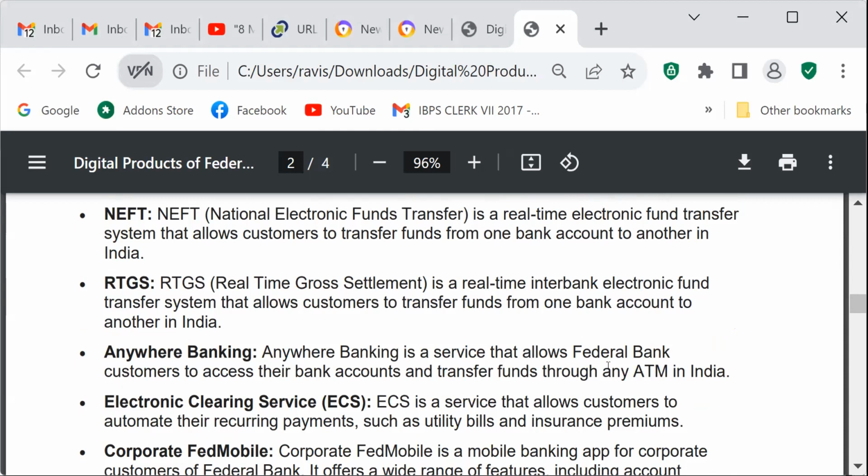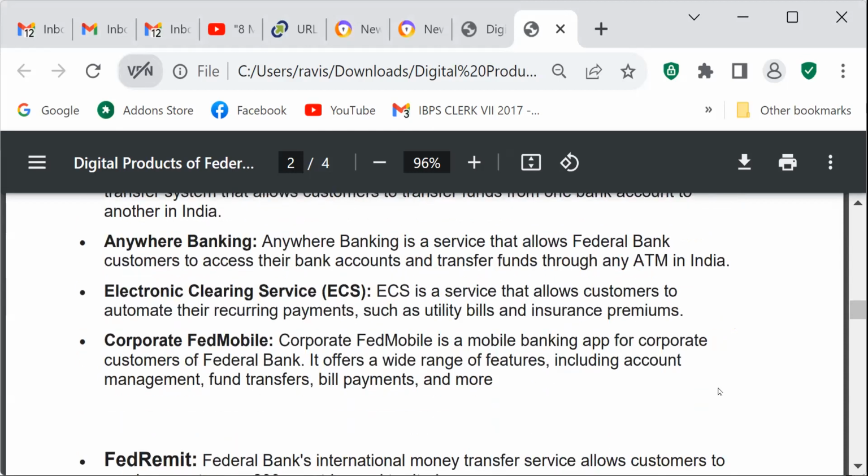Anywhere banking is a service that allows Federal Bank customers to access their bank accounts and transfer funds through any ATM in India. Electronic clearing services. ECS is a service that allows customers to automate their recurring payments such as utility bills and insurance premiums.